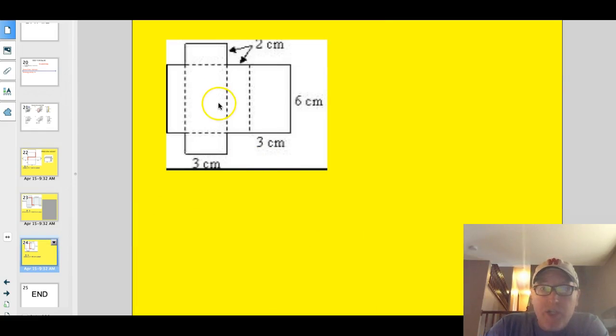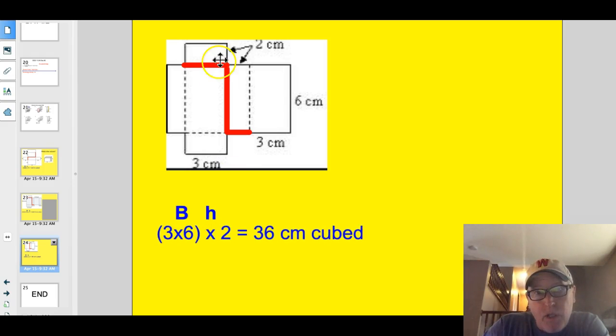I think I've got one more for you. Go ahead and give this guy a shot. See if you can find the base yourself. All right, there it is. My base on this one would be pretty simple. 3 times 6, there's my base, which is 18. That gives me this area, and then I just multiply by the height, which is 2. It gives me 36 centimeters cubed.